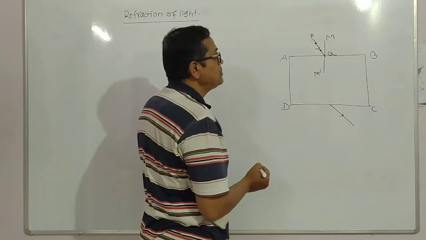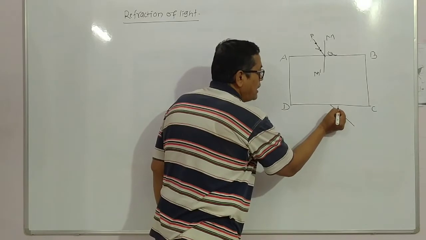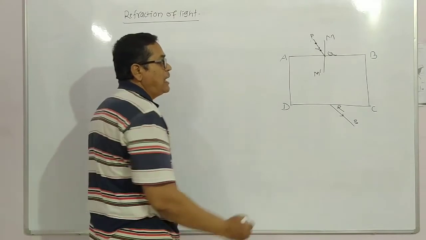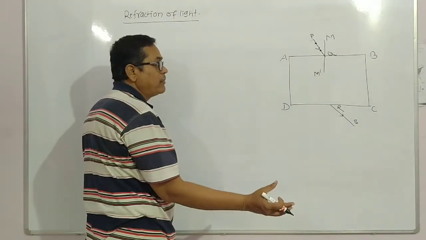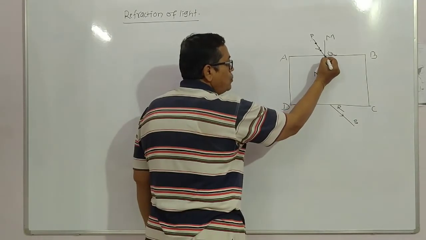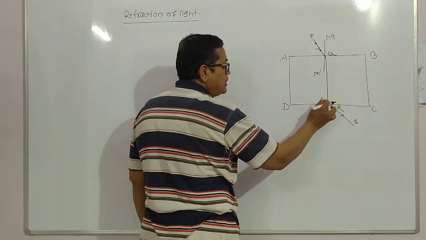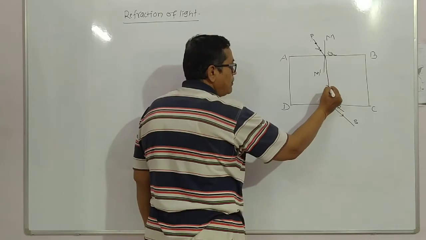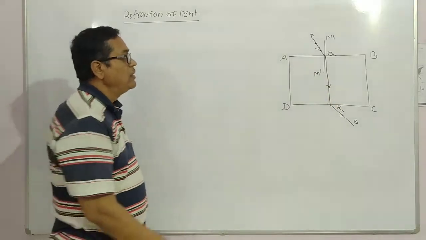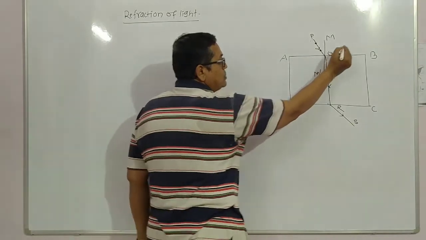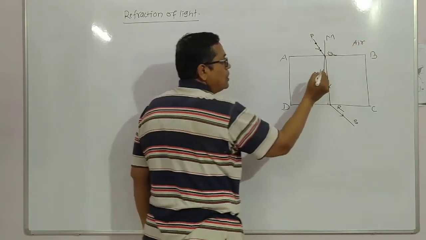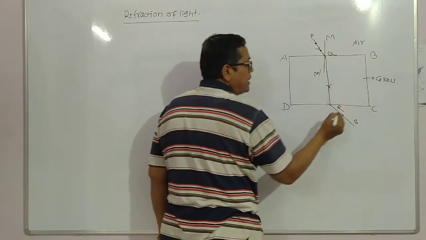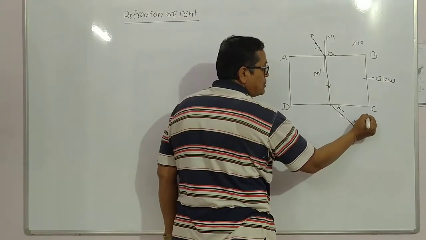We call this ray RS, and then we remove the glass slab again and join Q and R in this way. We join Q and R after removing the glass slab. Here is the path of the light ray. Look here, PQ is a light ray which travels through the air. QR is the light ray which travels through the glass. Here the medium changes, and RS is the light ray which travels through the air.